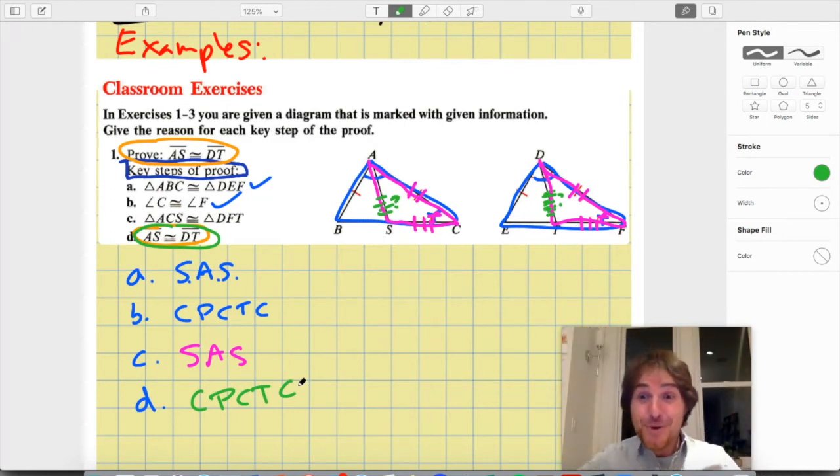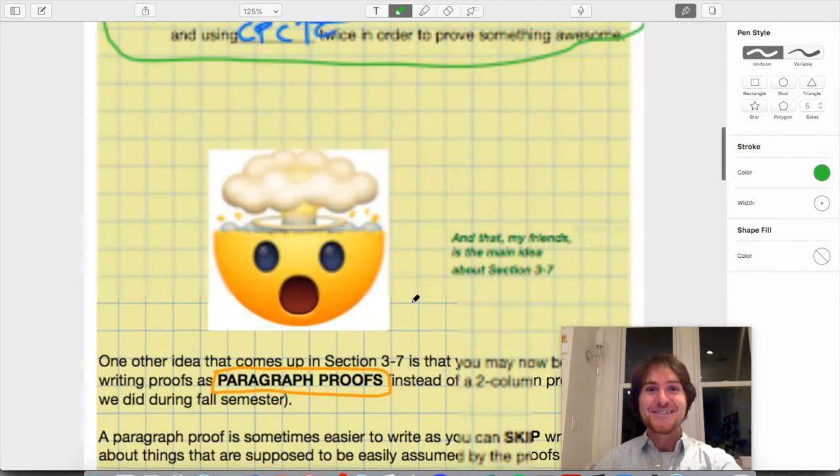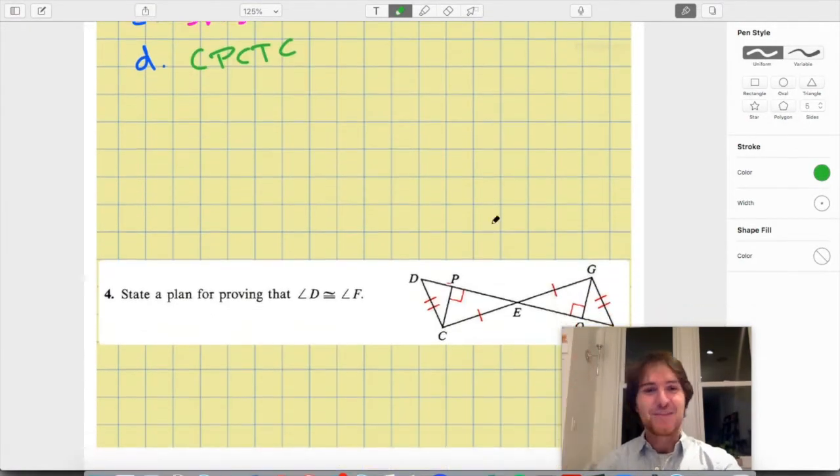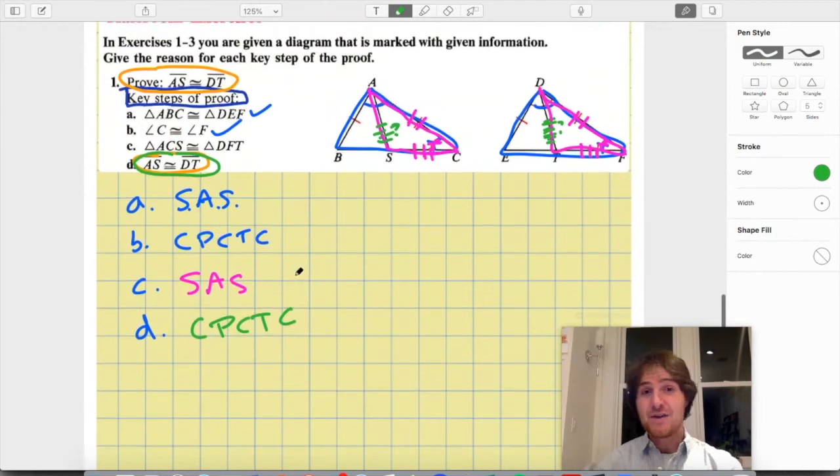We had to prove two pairs of triangles congruent to get there. We need CPCTC twice, this is great. Mind blown, geometrically awakened right here. Love it, love it, love it. Oh, I just love it here. All right, so that was a pretty easy one. Maybe some of the other ones are a little bit harder.